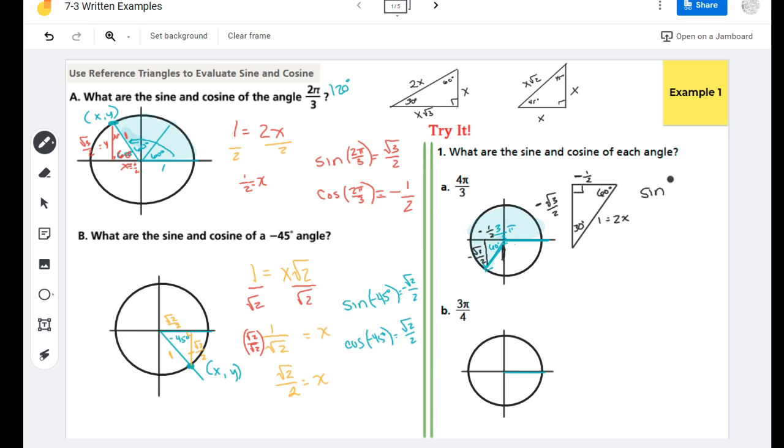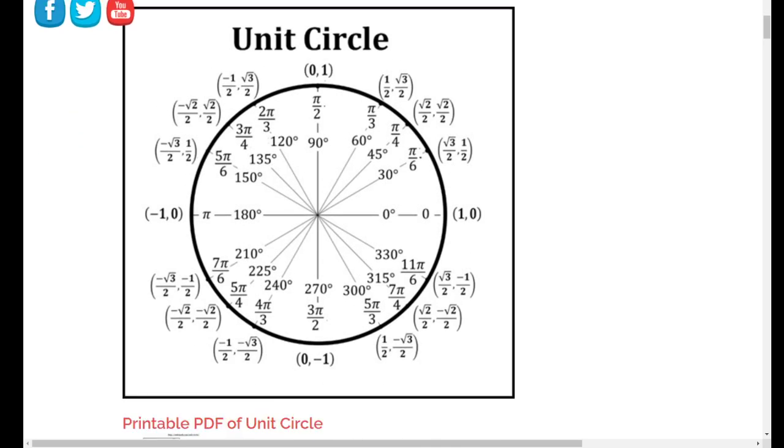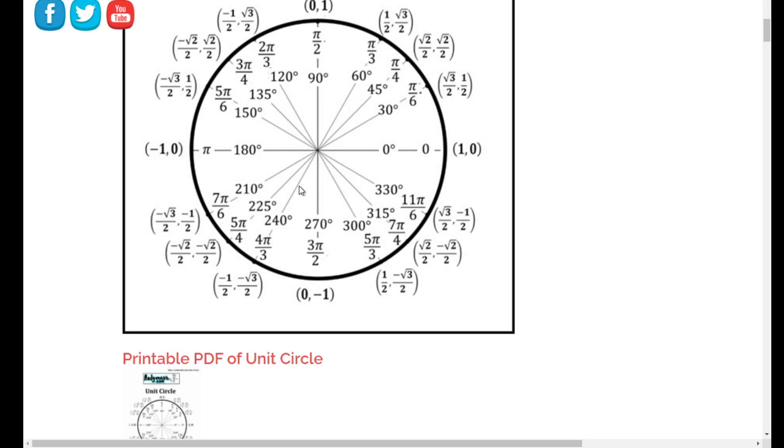So my sine of 4 pi over 3 is equal to that y value. So it's equal to negative root 3 over 2. And my cosine of 4 pi over 3 is equal to my x value, which is negative 1/2. And remember, if you happen to have a unit circle available for you to use, you could find that on here, right? So I said that the reference angle here would be 60 degrees. So 180 plus 60 would put us at 240. We also have the 4 pi over 3 marked. My sine's that negative root 3 over 2. My cosine's that negative 1/2.